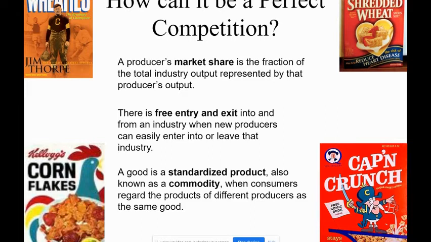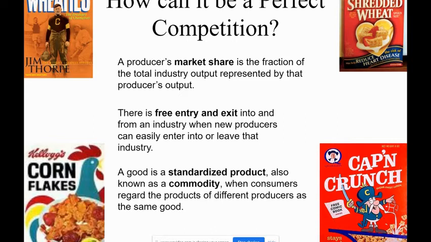Take that example of the soft drink industry. If Coca-Cola tomorrow decides we're out of the pop making business, that's going to leave a huge dent in the market. But with perfect competition, no one cares. We go back to the idea of standardized product, and we look at these different boxes of cereal. You guys may all argue that there's differences, but for a lot of consumers with perfect competition, we don't see the difference.